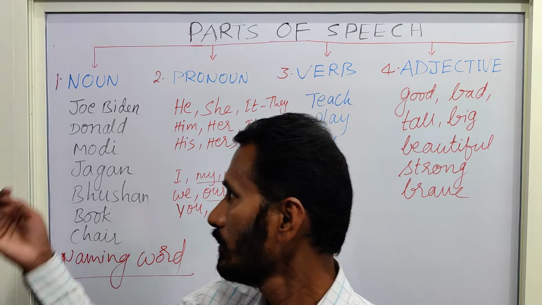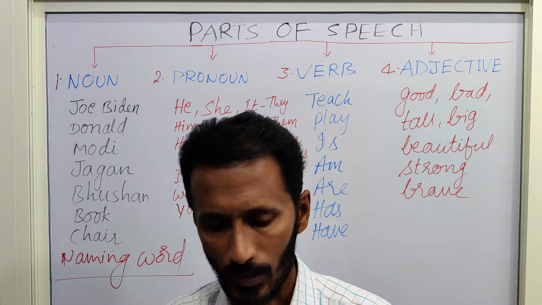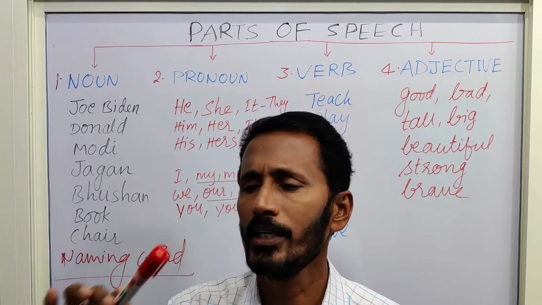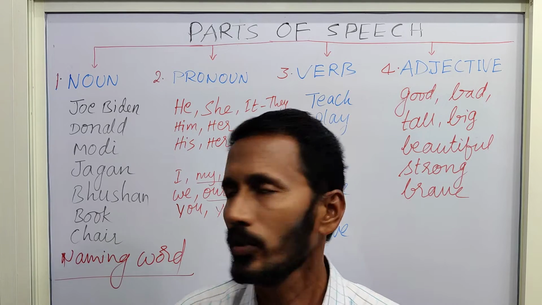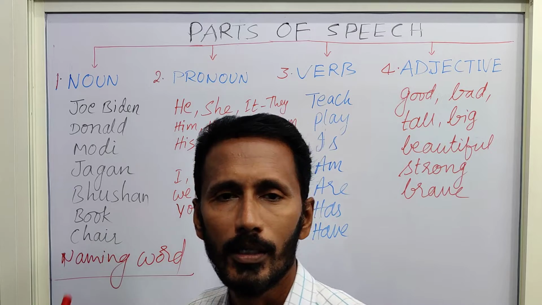Whatever we speak, for example, this is a board. There is a particular name for this frame, board, pen. There is a particular name for this kind of item. So that is called pen. So that is a noun. Any naming word which has a name is called a noun.